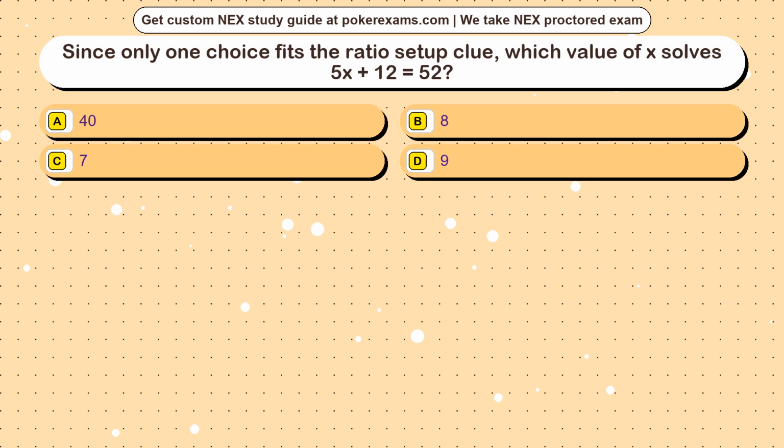Question 21. Since only one choice fits the ratio setup clue, which value of x solves 5x + 12 = 52? Option A, 40. Option B, 8. Option C, 7. Option D, 9.